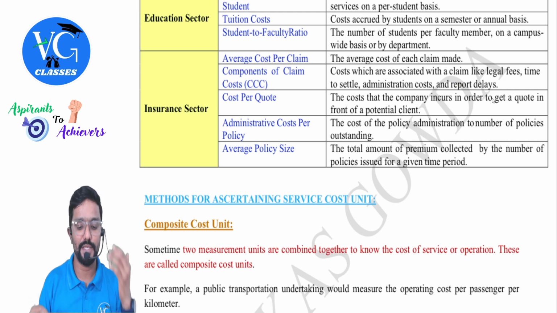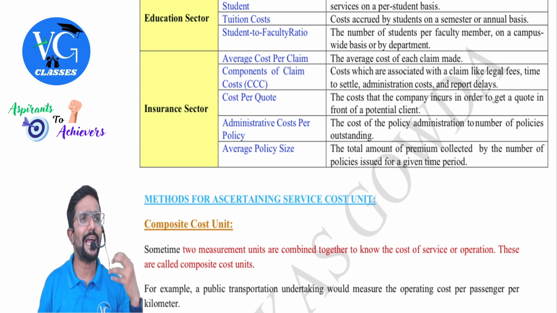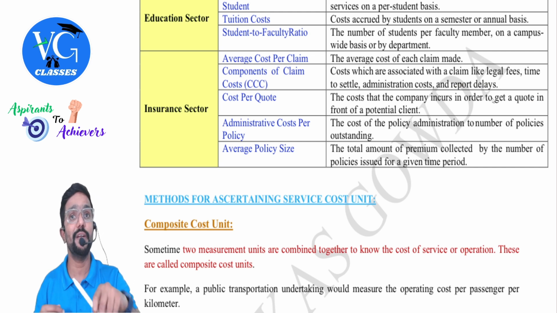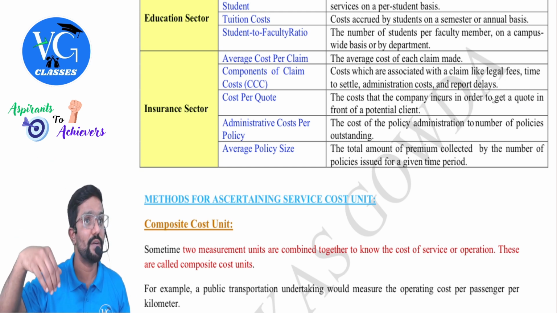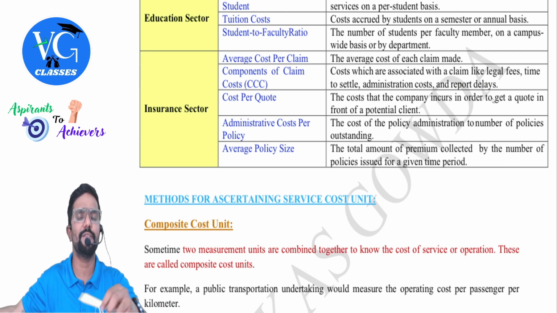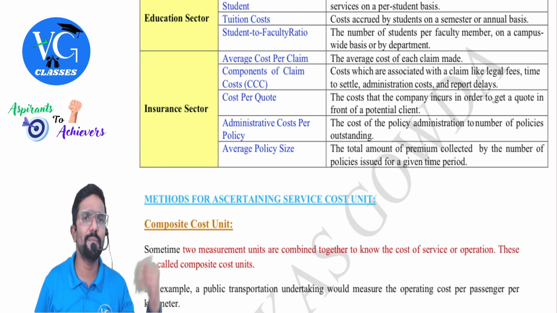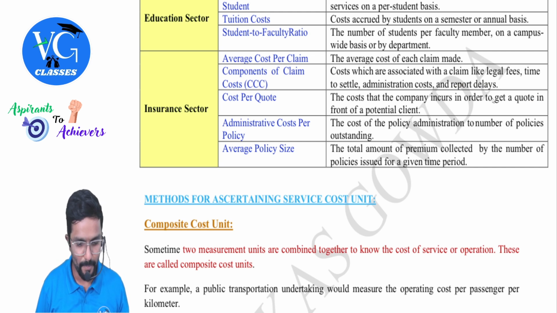Administration cost per policy. The cost of policy administration to number of policies outstanding. So in simple, how much administration cost the insurance company is incurring. They will also have a lot of administration cost. If you have not paid the premium on time, they will call you. Clear. And whenever you are supposed to claim the amount, or assume you have taken a health insurance policy, you are supposed to claim it. You have been admitted for some medical purpose. Now you have to talk to them. The calling customer care center. Clear. All this is a part of administration.